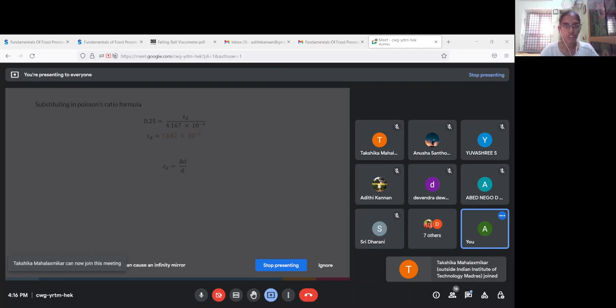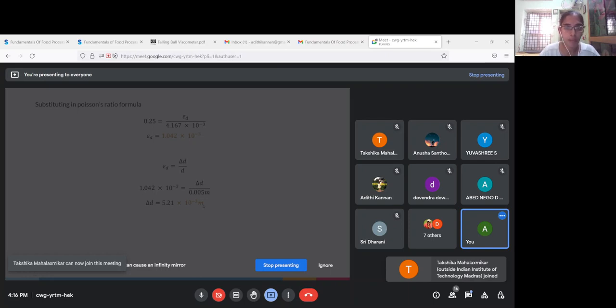And after this, transverse strain is delta D by D. You already know the diameter, that is given as 5 millimeters. So you need to convert that into meters and calculate delta D. So delta D comes out to be 5.21 into 10 power minus 3 meters.